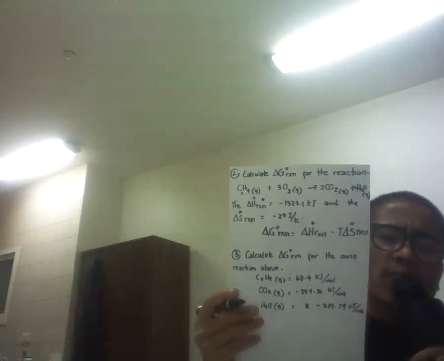So all are given in the problem. Delta H of the reaction is negative 1323.1 kilojoules minus the temperature, 298 Kelvin. Why 298? Because in this reaction, it should be at 25 degrees Celsius, since no temperature is mentioned.